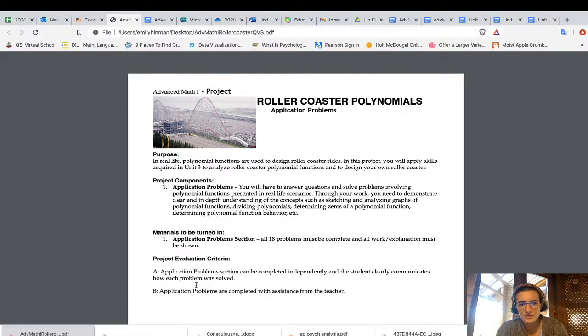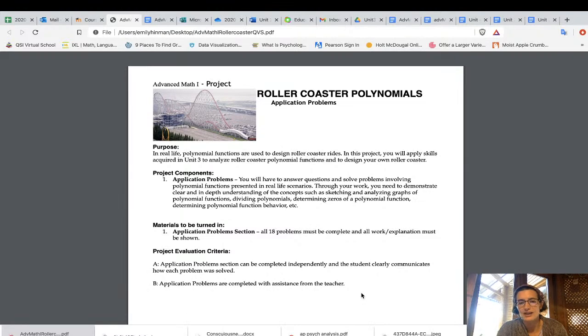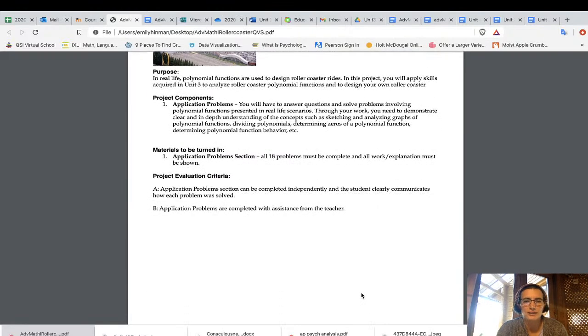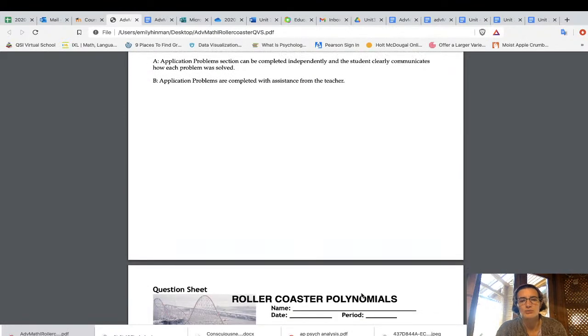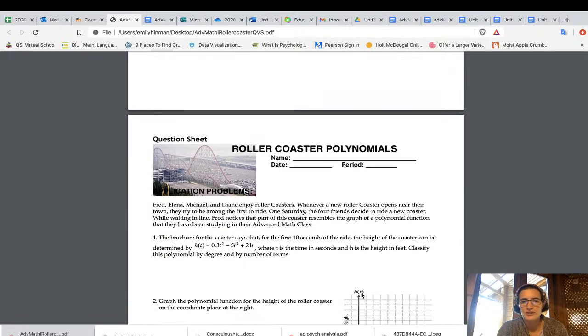The real difference between A and B level on this, in my opinion, is that you're able to do this independently for A level, and you clearly communicate how you're solving the problem. So there's not just numbers written, but you're showing your work, you're writing out explanations. And B is if you need me to kind of help you. I'm not going to do it all for you, but I'll help you where you get stuck. If you get stuck once or twice, you'll still have a chance for the A. It's kind of how much help, but I think after I go through it here, you'll see.